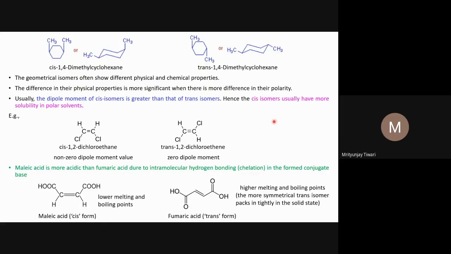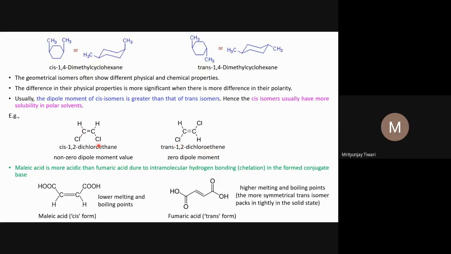Hence, the cis isomers usually have more solubility in polar solvents. Any compound having a higher dipole moment will be more soluble in polar solvents. That is a very common thing that everyone understands. Molecules having a very low dipole moment, almost zero, will be more soluble in non-polar solvents. Like dissolves like: a polar solvent dissolves polar molecules having a dipole moment, and a non-polar solvent dissolves non-polar molecules having very low or zero dipole moment.